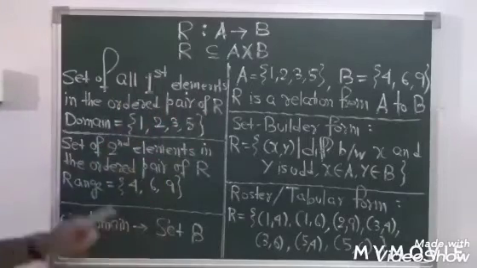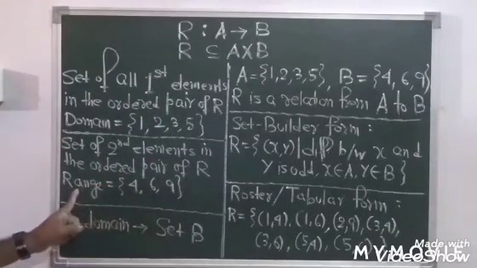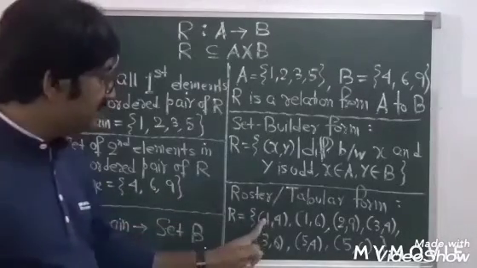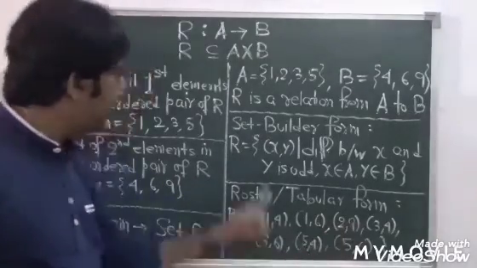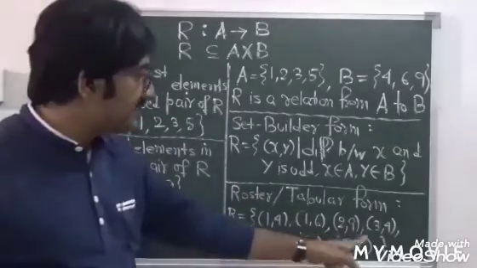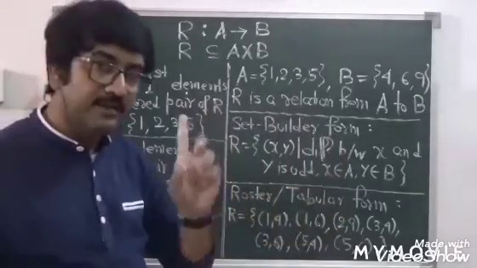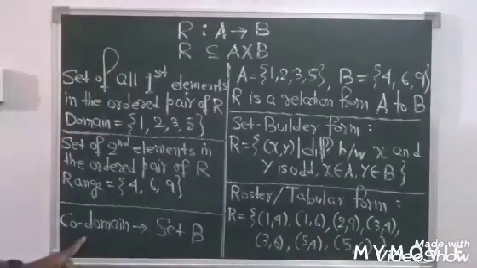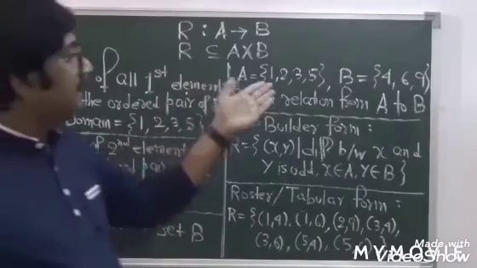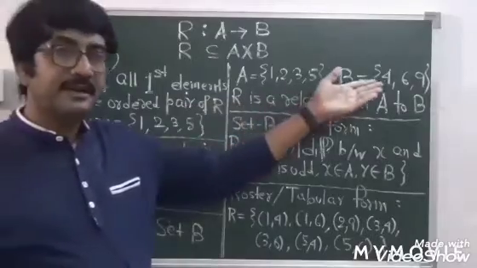the relation. The set of the second elements in the ordered pairs of the relation is the range, that is 4, 6, 9. You can see the first elements 1, 2, 3 and 5 are included within the domain, and the second elements 4, 6, 9 are included within the range. Repeated ones will be taken only once, right? And the codomain is the entire second set, that is set B. So A = {1, 2, 3, 5}, B = {4, 6, 9}, that is, R is a relation from A to B.